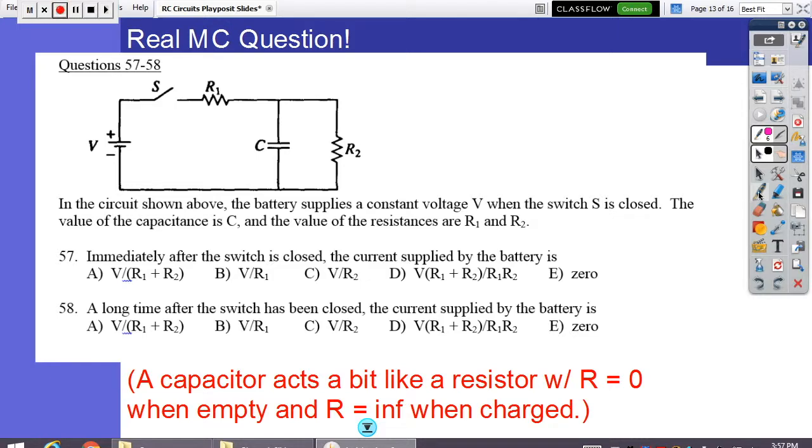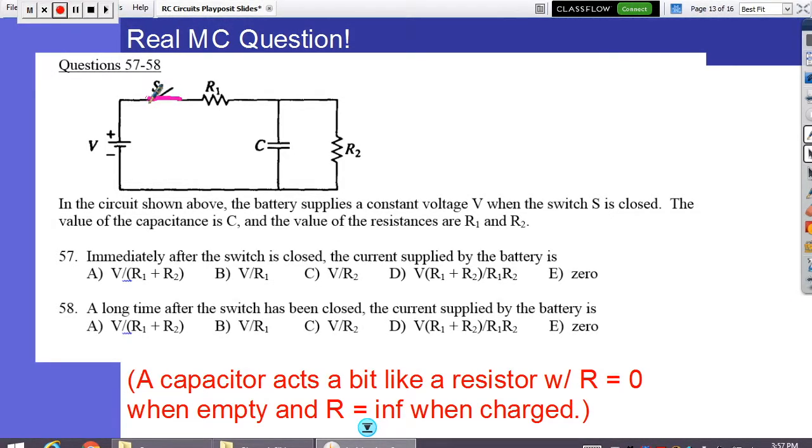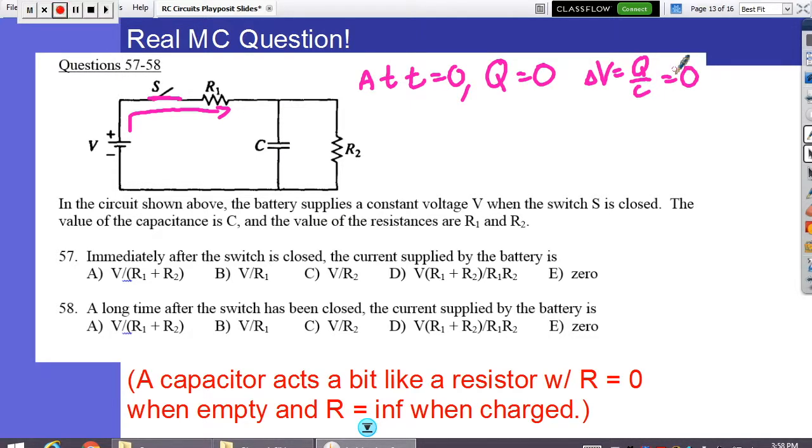All right, well, let's take a look at that. Just at the moment when the switch is closed, let's look at our circuit. The current has to run through R1, and then it gets a choice of running through either C or R2. Now remember, at t equals 0, there's no charge on the capacitor. And so what's the voltage on the capacitor? Nothing. So an uncharged capacitor looks like empty wire.